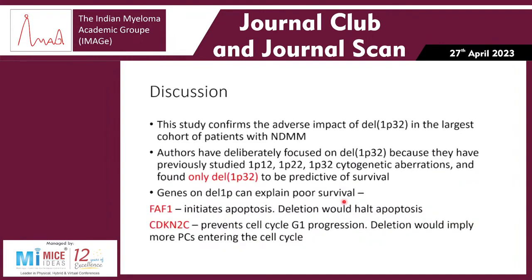So the study confirms the adverse impact of deletion 1p32 in the largest cohort of newly diagnosed myeloma patients, and especially focuses on deletion 1p32 because they previously studied 1p12, 1p22, and 1p32, and found that 1p32 contributes to poor prognosis. On the 1p32 segment, there are 2 genes, FAF1 and CDKN2C, of which FAF1 initiates apoptosis. So its deletion would halt apoptosis and contribute to poor prognosis. Similarly, CDKN2C prevents cell cycle progression. So its deletion would imply more plasma cells entering the cell cycle and possibly lead to a more proliferative disease biology.